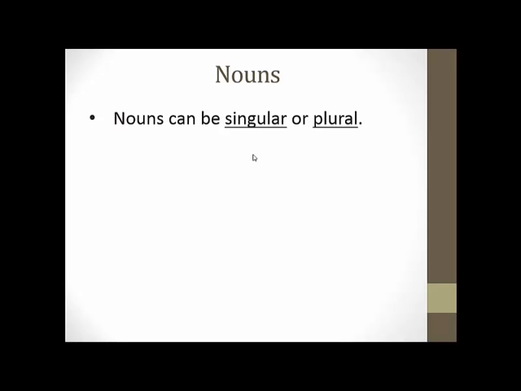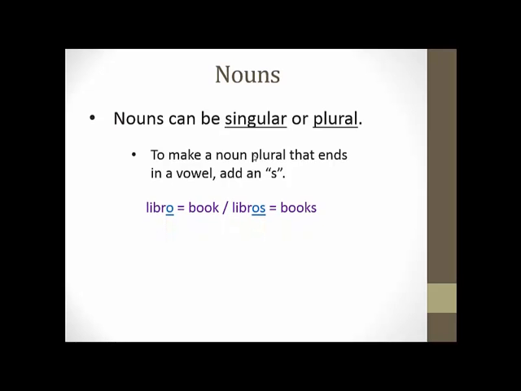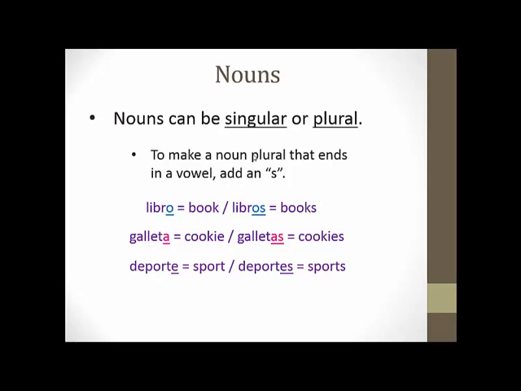Nouns can be singular or plural. To make a noun plural that ends in a vowel, simply add an S. Here are some examples. If libro is book, if you add an S to libro, it makes it books. So libros are books. Galleta is cookie. If you want to say cookies, you add an S, galletas. Deporte is sport. If you want to say sports, you have to add an S because deporte ends in a vowel, which the E is a vowel, and you must add an S to make it plural, deportes.